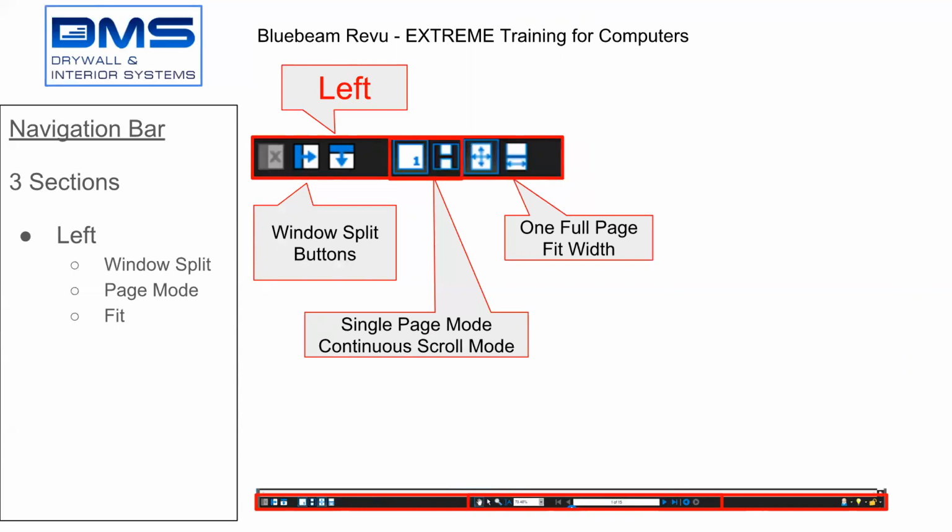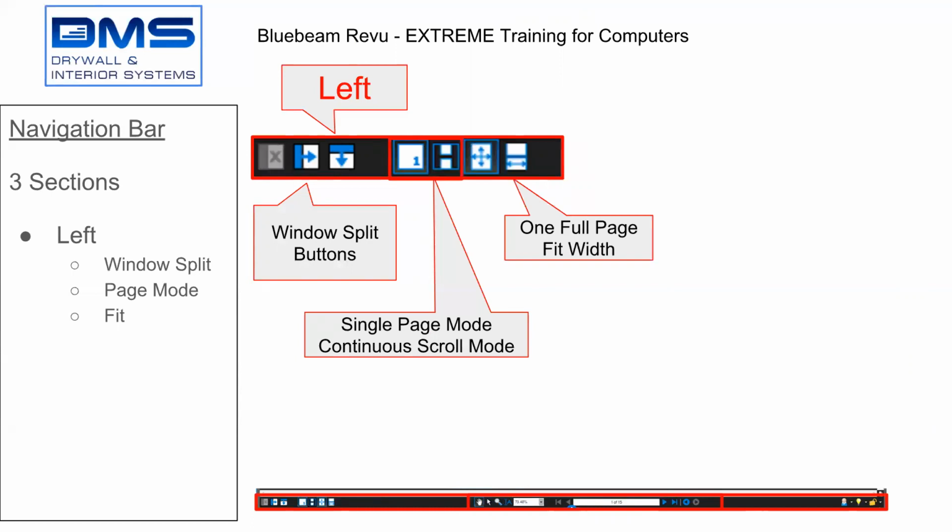The center of the left panel is a single page mode or continuous scroll mode. One of the challenges that people have when they begin to use Bluebeam is that if you're looking at a drawing, Bluebeam reads that and says, oh, this is a drawing, and it will do single page mode. And if it's looking at a contract or a text document, it will go into continuous scroll mode.